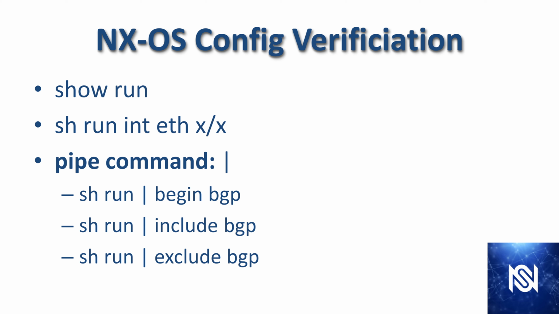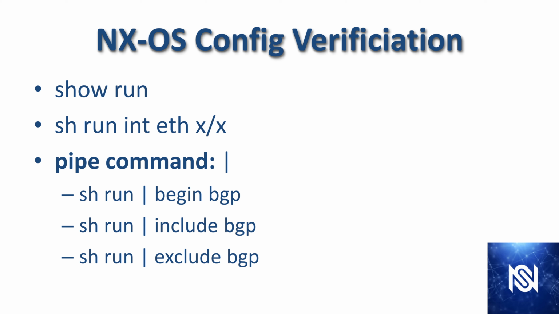And then the second example that we have there is include. If you did show run include BGP, that's going to show you only the lines in the configuration that have BGP in it. So obviously that's not going to show you the entire BGP configuration, because not all lines of BGP are going to have BGP in them. But that's a good way to filter if you're looking for a single line or a line or two that include certain strings.